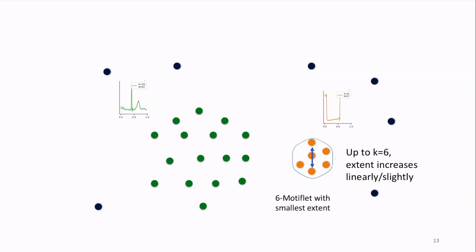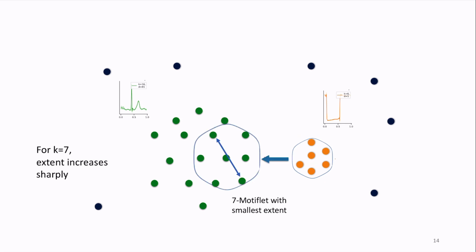Let's look at a geometric interpretation. If we slightly increase K from 2 to 6, we can see that the extent also slightly or linearly increases. So the 6 motiflet with smallest extent is depicted here in orange. Yet once we move to K equal to 7, we see an increase in extent as we have to move from the orange motif to another motif which has a larger extent. The smallest 7 motiflet is depicted here in green.